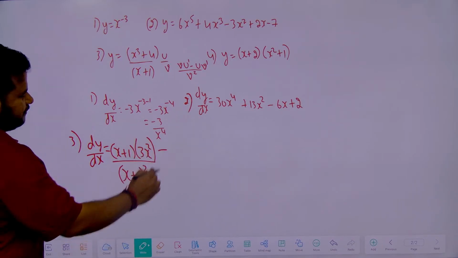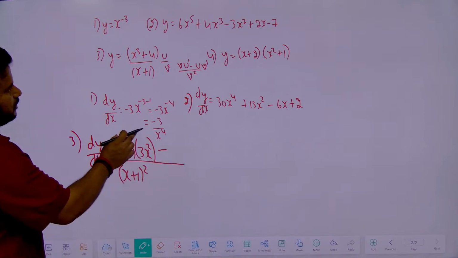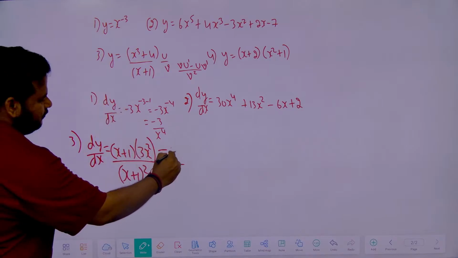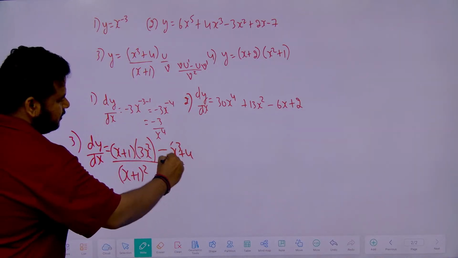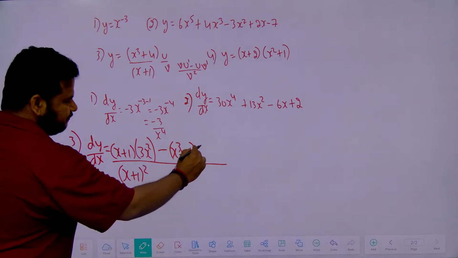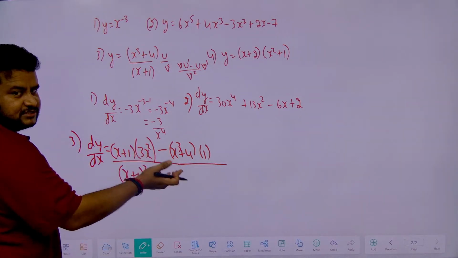Minus, what we are having? V into u dash, see. Now u into v dash. U is x cube plus 4, into what you have to do? Derivative of x plus 1. Derivative of x is 1, plus 1 is 0. No need to do that.